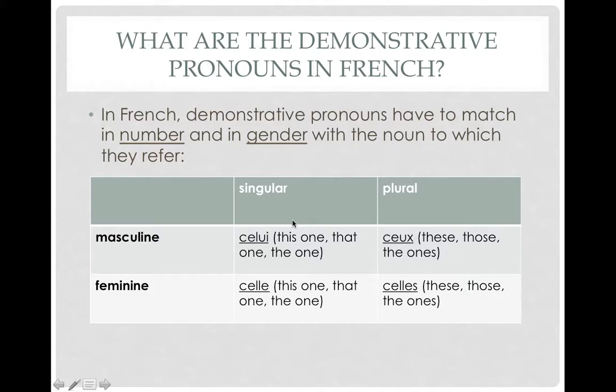So in French, if you're talking about a noun that is singular and masculine, you're going to use celui, which can mean this one, that one, or the one. If you're talking about something that is singular and feminine, you're going to use celle, which can mean this one, that one, or the one. If you're talking about something that is plural and masculine, you're going to use ceux, which can mean these, those, or the ones. And if you're talking about something that is plural and feminine, you're going to use celles, which can mean these, those, or the ones.